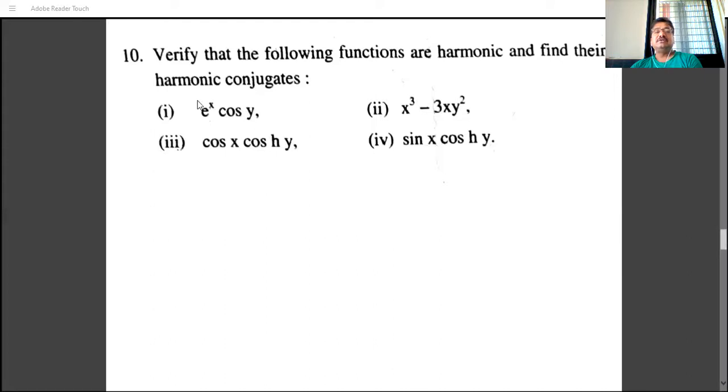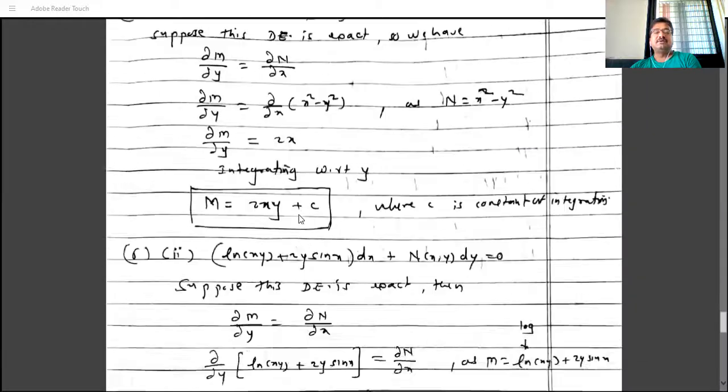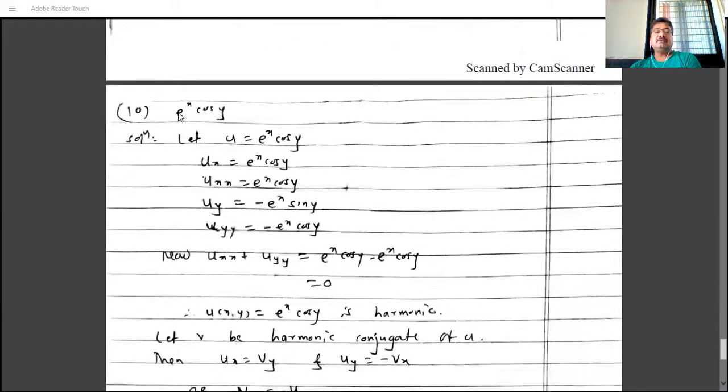So we will solve problem number 1. Out of these four problems, the answer of the first problem, e raised to x cos y. Suppose u is equal to e raised to x cos y. We have to show this function is harmonic. So let u(x, y) is equal to e raised to x cos y.